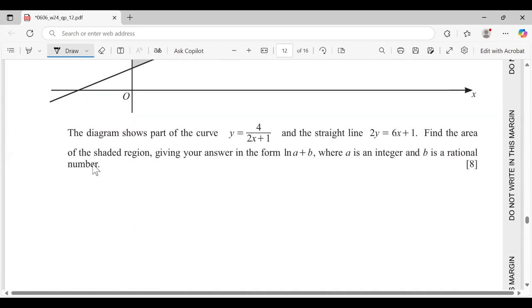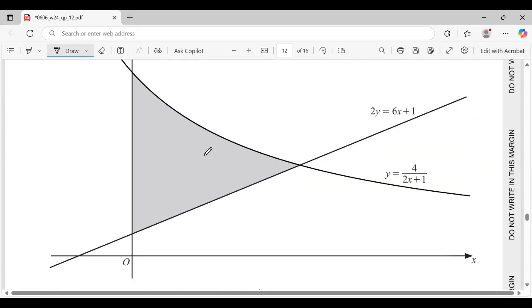Find the area of the shaded region, giving your answer in the form ln a plus b, where a is an integer and b is a rational number. So we're going to find this shaded region. The first step, we need to find this intersection point, and after that, we're going to use the integral from 0 to this point on the x-axis.